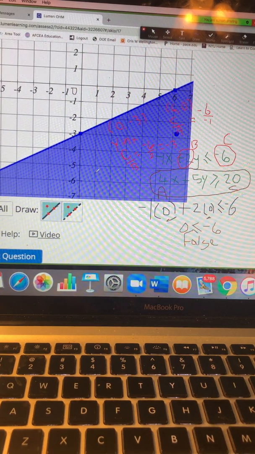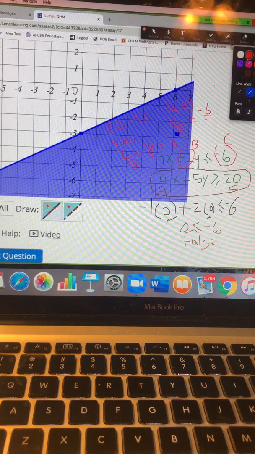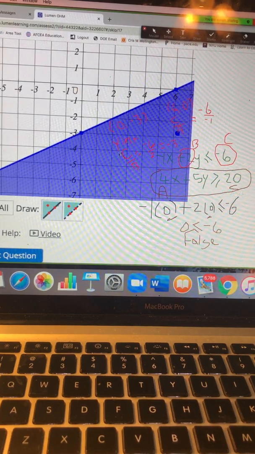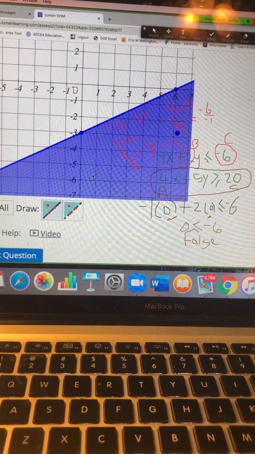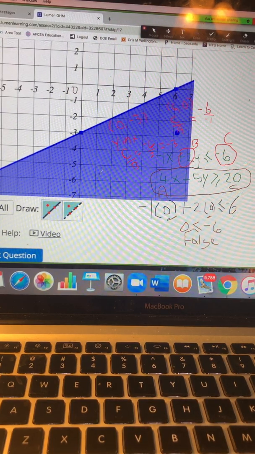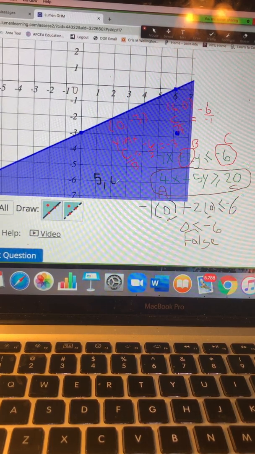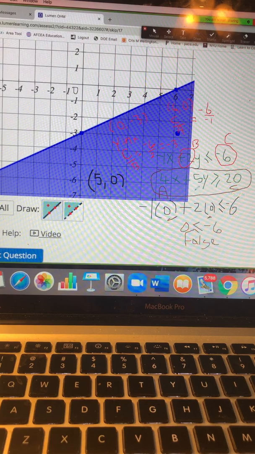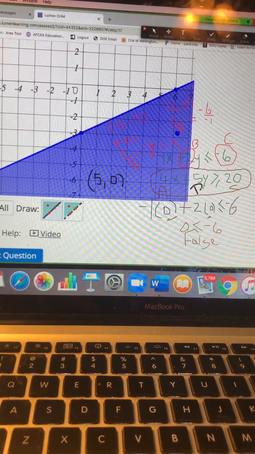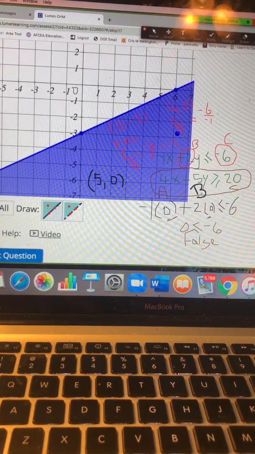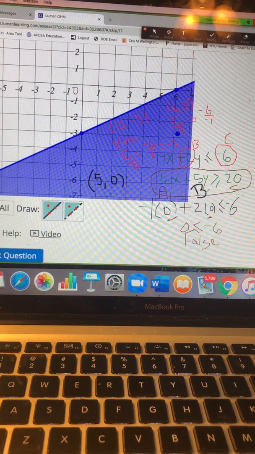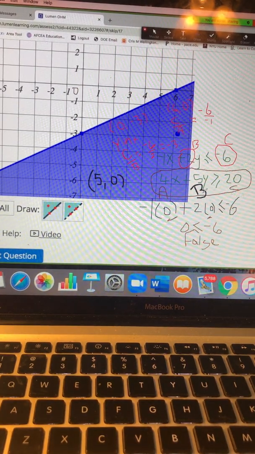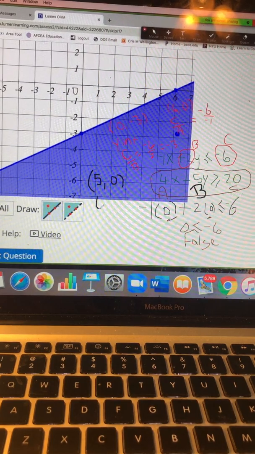C divided by a for the x-intercept is going to give you 20 divided by 4, which is 5. So you have 5, 0 on this new line that we're making. Similarly, to find the y-intercept, you do c divided by b. 20 divided by 5 is 4, and so the y-intercept is the point 0, 4.